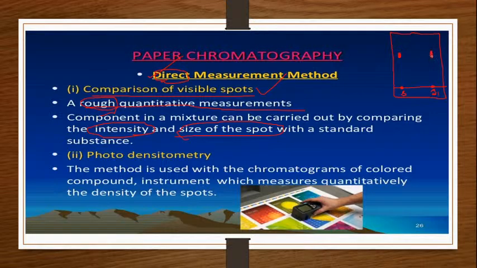You come to know that the sample may contain the standard substance, and you can easily carry out the intensity determination: how intense the spot of the sample is with respect to the standard substance, and how large the sample spot is with respect to the standard spot. These two techniques can be called rough analytical techniques. We cannot say that we can completely know how the quantitative estimation can be done.